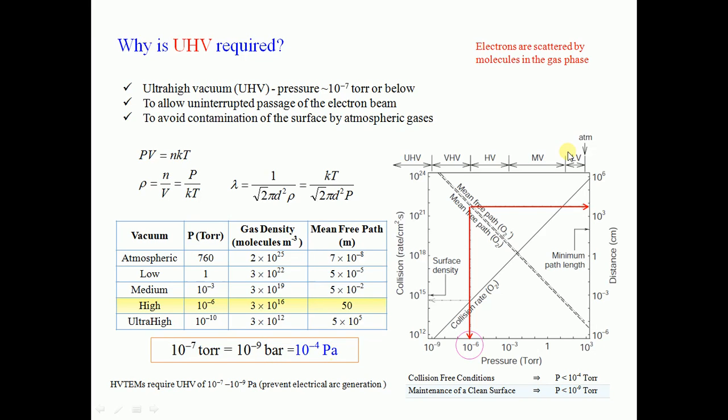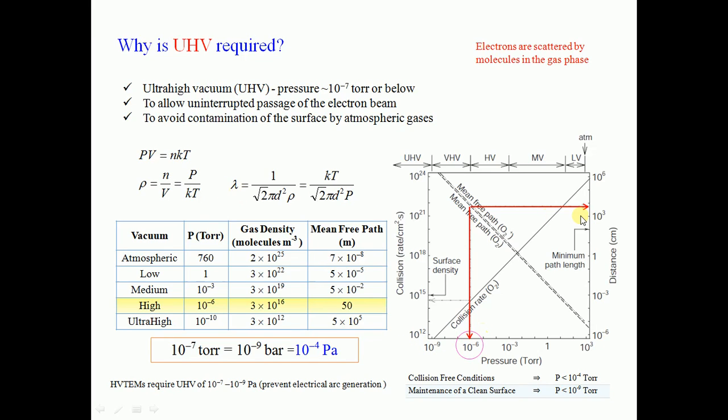Here is the relation based upon the ideal gas equation, where the mean free path is the average distance between two successive collisions of the electron. It is related to rho by this very well known relation. In solid state physics we have already derived this relation: lambda is equal to 1 upon square root 2 pi d square rho. If we put rho from there, you get pressure inversely proportional to mean free path. So if we decrease pressure, then the mean free path will increase.